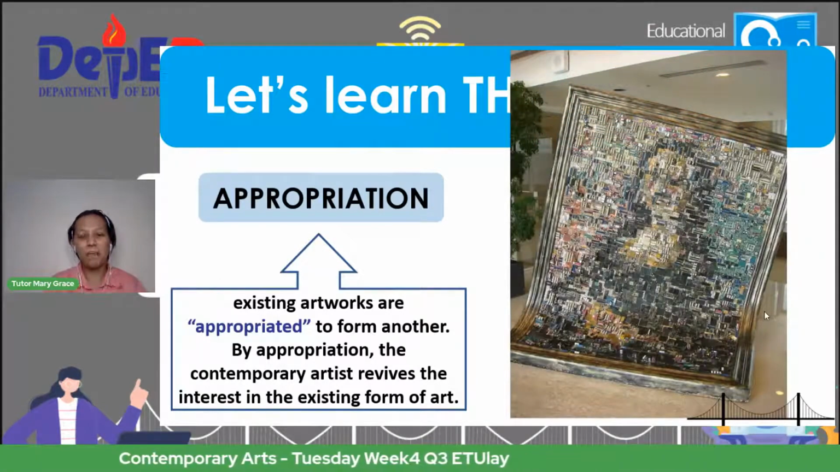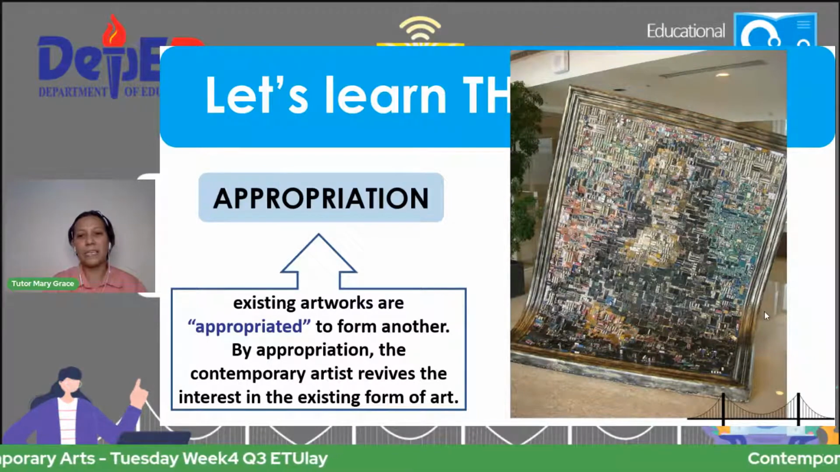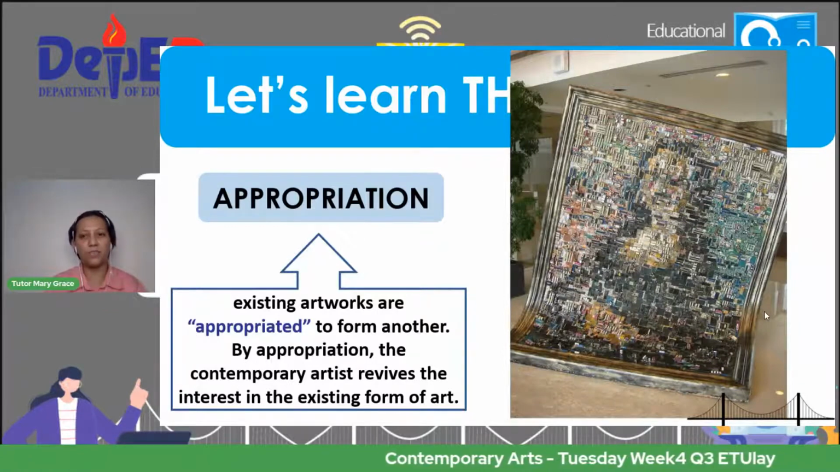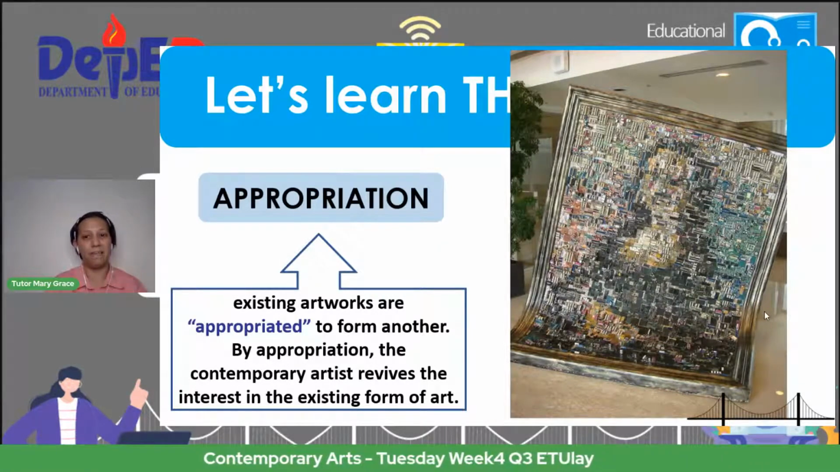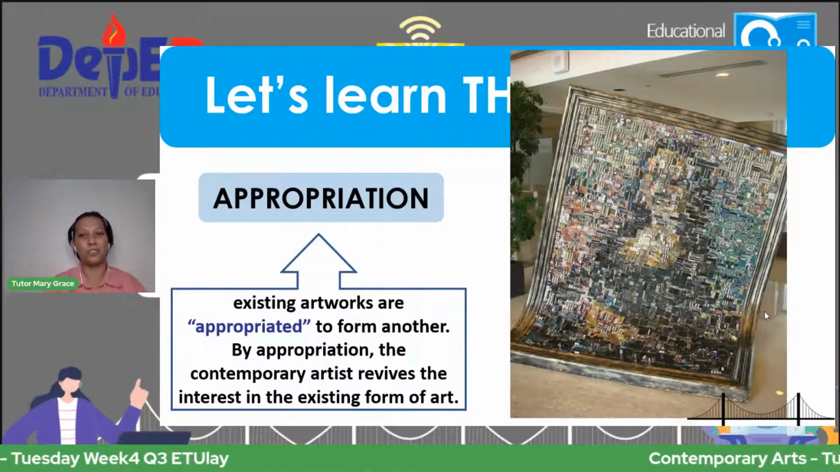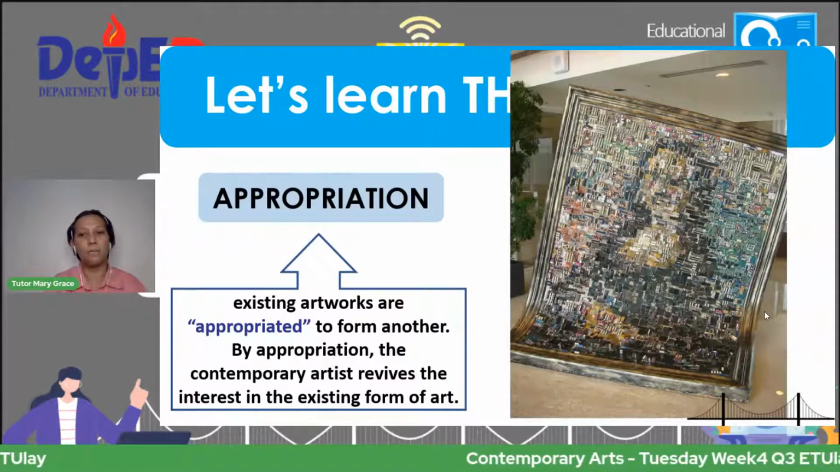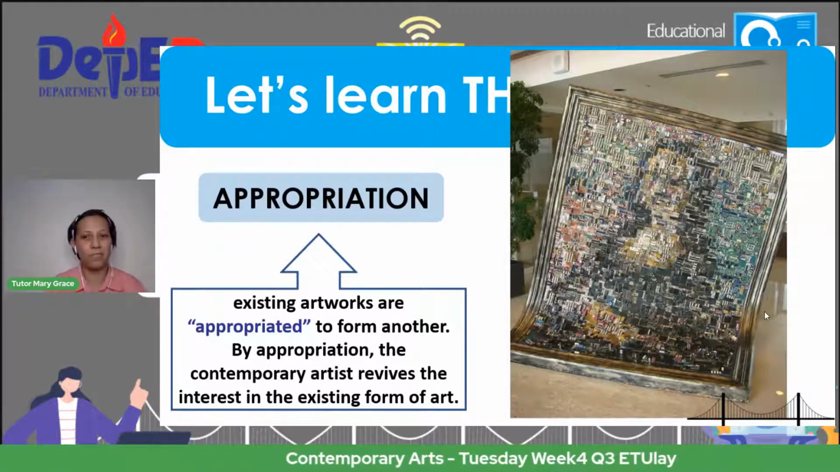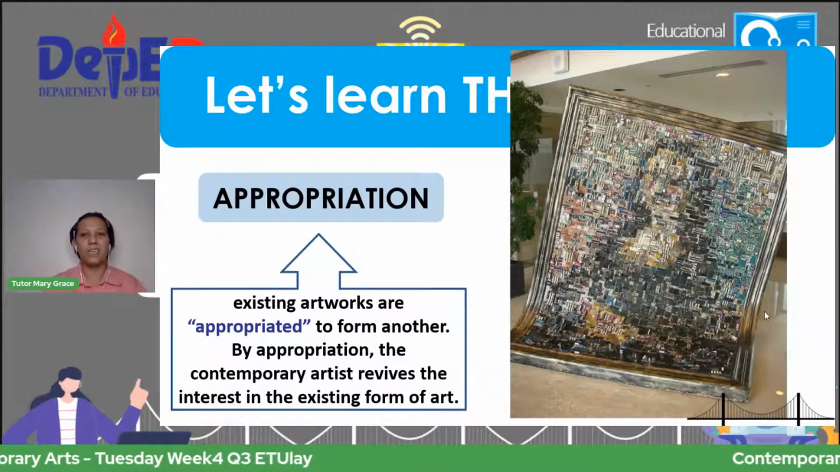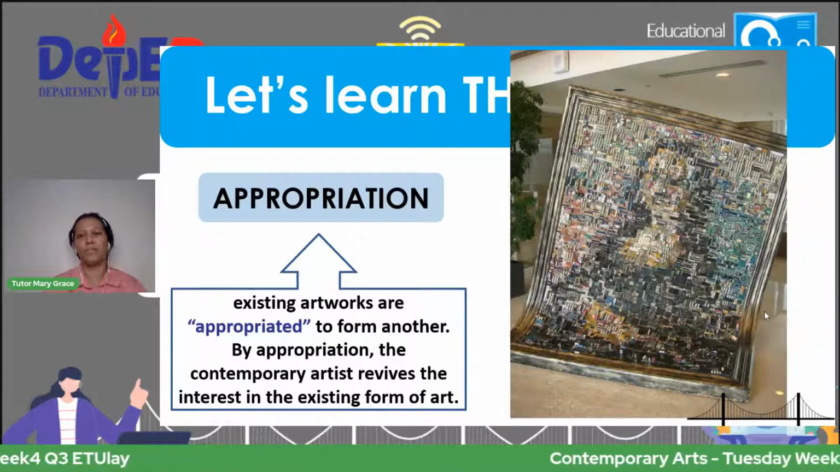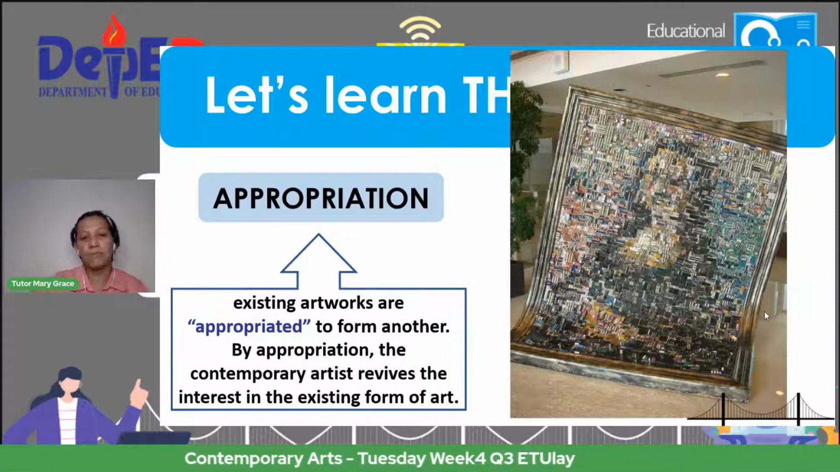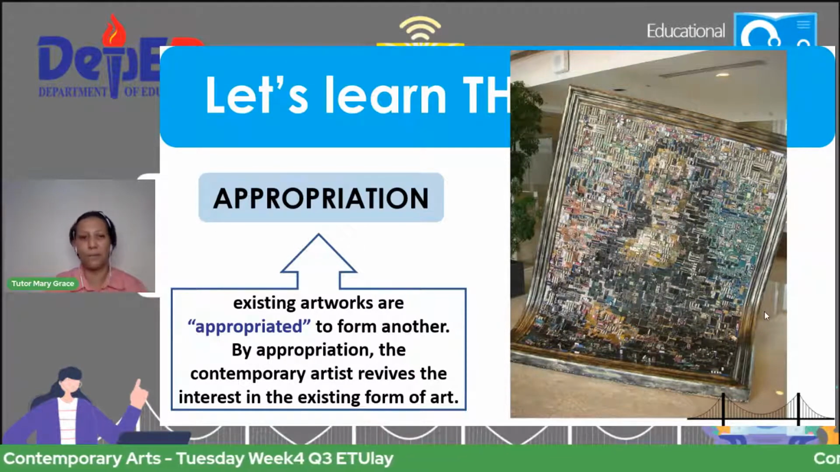Itong halimbawang ito ay nagpapakita again ng Mona Lisa by Leonardo da Vinci, pero yung artist dito gumamit ng ibang material. Anong material yon? If you look closely, you will see that this Mona Lisa depiction is made up of different computer parts, computer chips. Okay, so just combining the colors given in those parts of computers, in those microchips, the contemporary artist was able to revive Mona Lisa in a different art form.